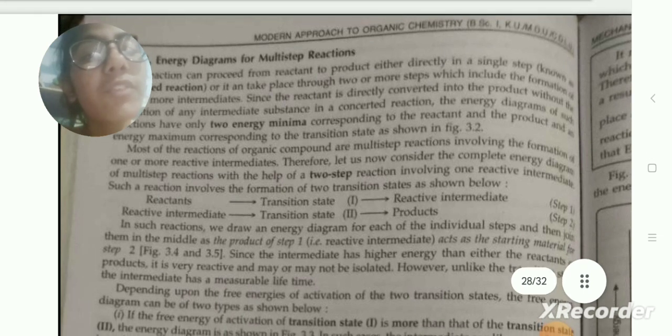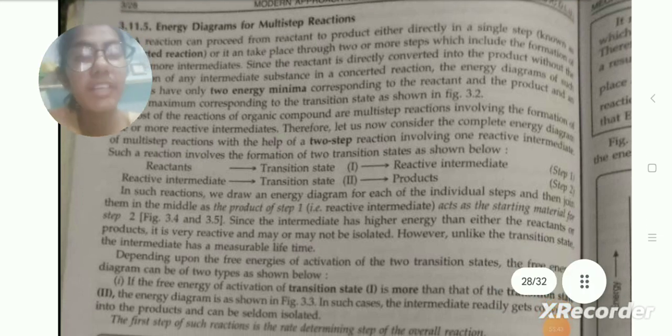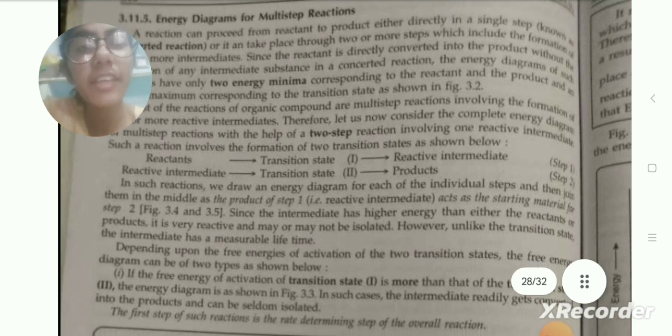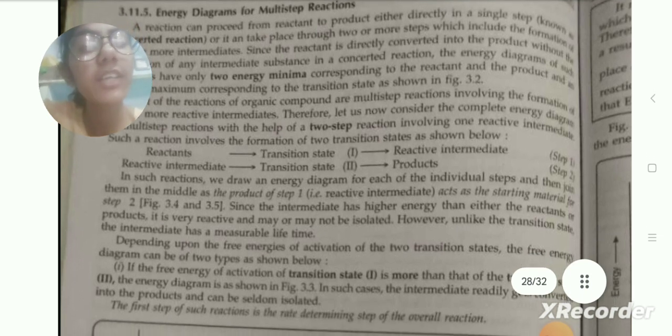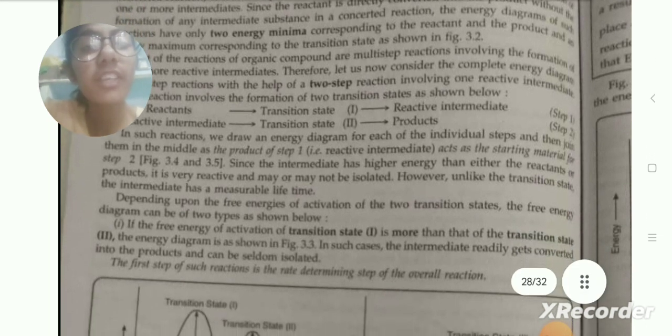Most organic reactions are multiple step, involving the formation of one or more reactive intermediates. Let us consider the complete reaction: the reactant forms a transition state, then forms the reaction intermediate. The reactive intermediate then forms another transition state, and then it forms the product. In such a reaction, we draw an energy diagram for each of the individual steps, and then they are joined together. The intermediate acts as the starting material for step 2.